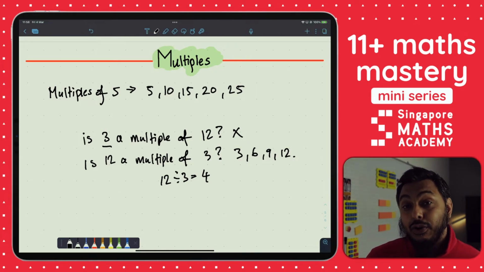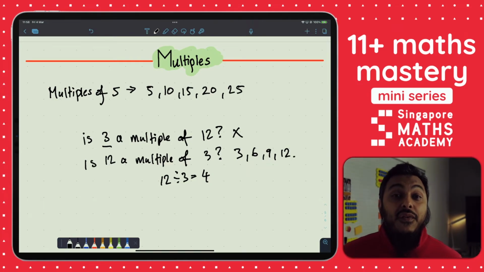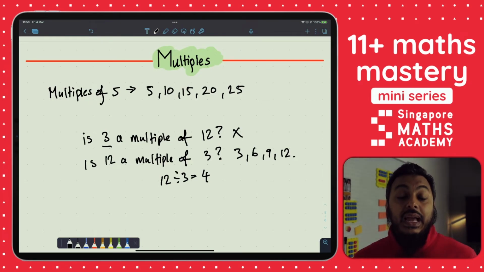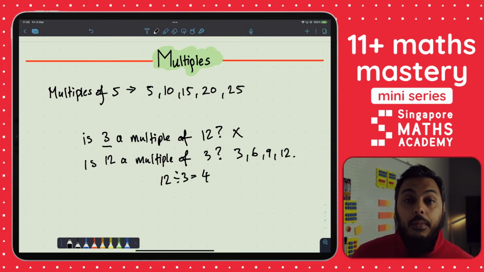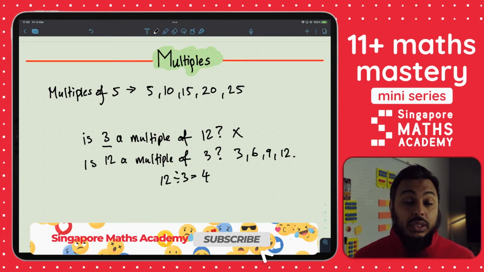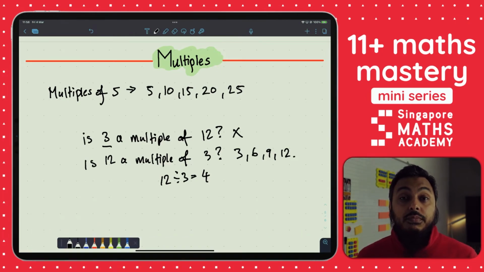It's not a factor of 3, is it? Is 12 a factor of 3? No, because 12 is much bigger than 3, right? The largest factor is going to be the number itself and anything below that. So we have to be careful with knowing what a multiple is. Multiples are numbers that appear in the times table. Factors are numbers that can divide into the number without leaving any remainders, right? So we've got to be careful making sure we know which one's which.